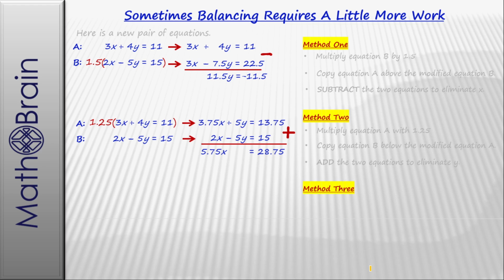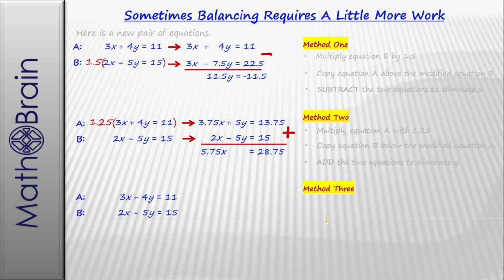Method 3. Some of us prefer working with whole numbers only, and it is understandable. Whole numbers are easier to work with, and less prone to mistakes. If you are such a person, method 3 is here for you. Here are the same two original equations. In this method, both equations require to be modified, in order to balance one of the variables, and still retain the whole numbers.